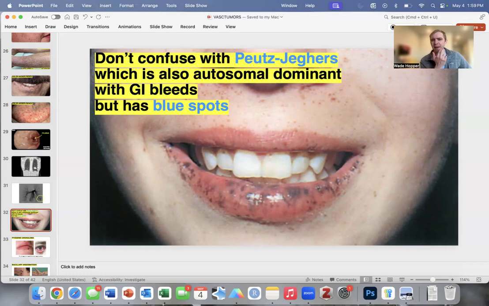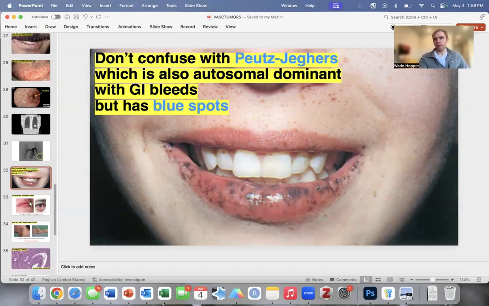And the spots on the lip in this condition are hyperpigmentation. They're not vascular abnormalities. It's just hyperpigmentation, and they look kind of blue. So be able to tell those two conditions apart for boards, maybe not necessarily on this one exam.